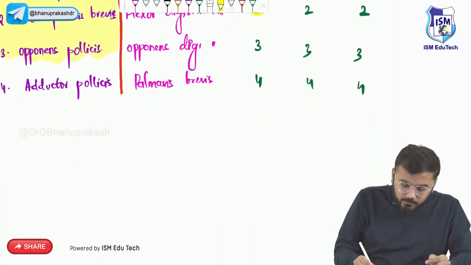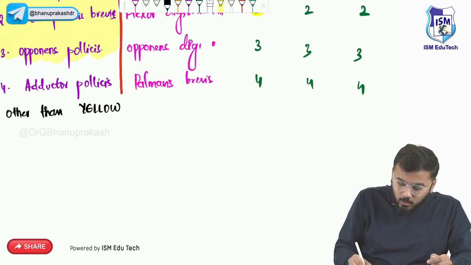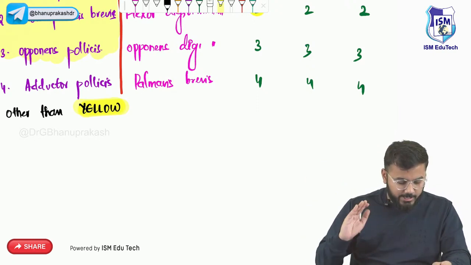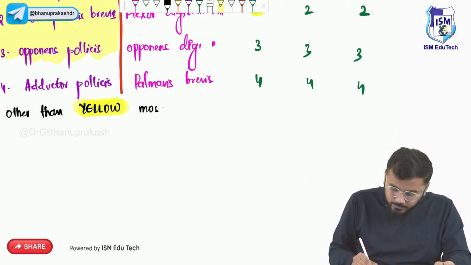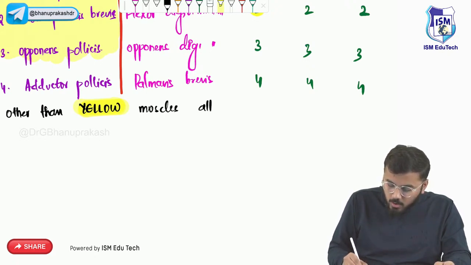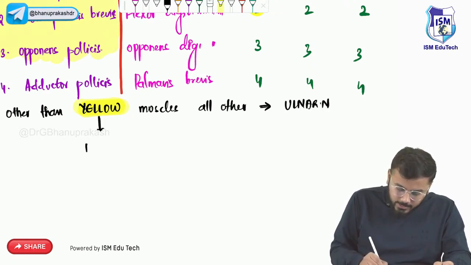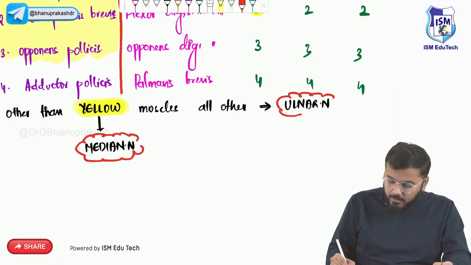I'll write it as other than yellow muscles. Yellow muscles means don't think it is some different type of muscle. Whatever I've shaded in yellow, those are the yellow muscles. So other than yellow muscles, all others are supplied by ulnar nerve, whereas yellow muscles are supplied by median nerve. So this thing you just have to clarify within your mind right now.